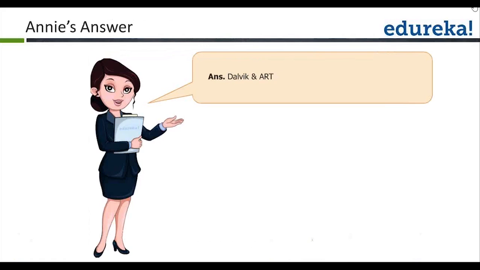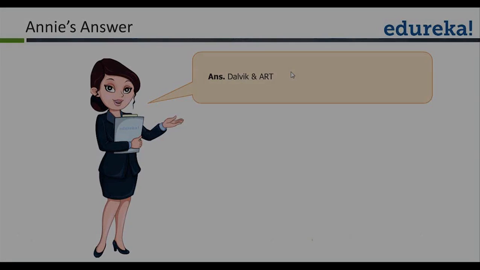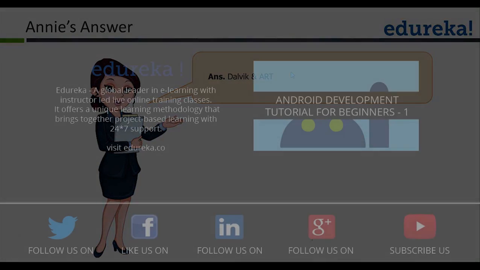So what is the runtime that is present on Android? That is called Dalvik and ART. ART is the new runtime which has been introduced in Android 4.0. Previously we used to use Dalvik, but now it has been replaced by ART. It is just a runtime which is responsible for converting your code into the executable which can run on the device.